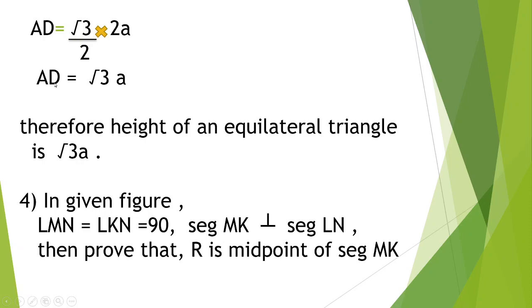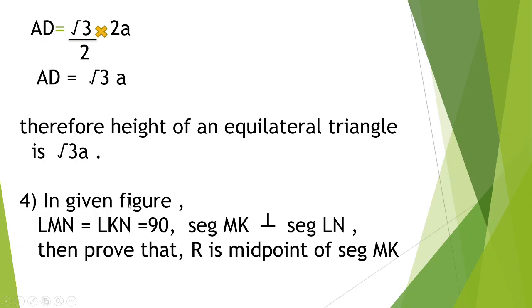AD is the height of the given equilateral triangle. Therefore you write in a sentence: height of an equilateral triangle is root 3 a. So in the third example we used the 30-60-90 degree property. Our last, fourth example is given here.